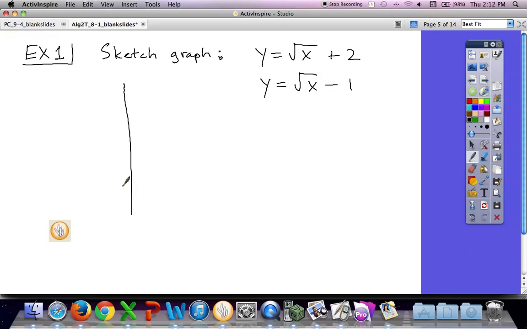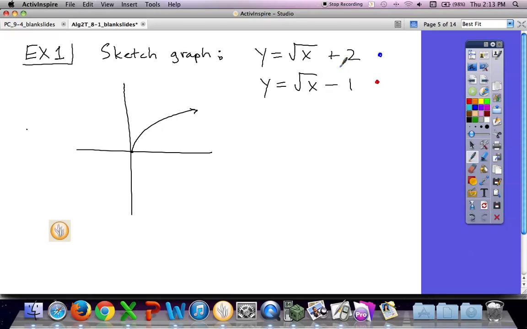I'm going to do the parent function, right? The parent function of the square root of x looks like that. We've already confirmed that. That's a sketch. Then I'll do this one with a blue, and I'll do that one with a red. So how's it going to shift that graph if I add 2 after the square root? Up 2. After the function is vertical, plus means up.